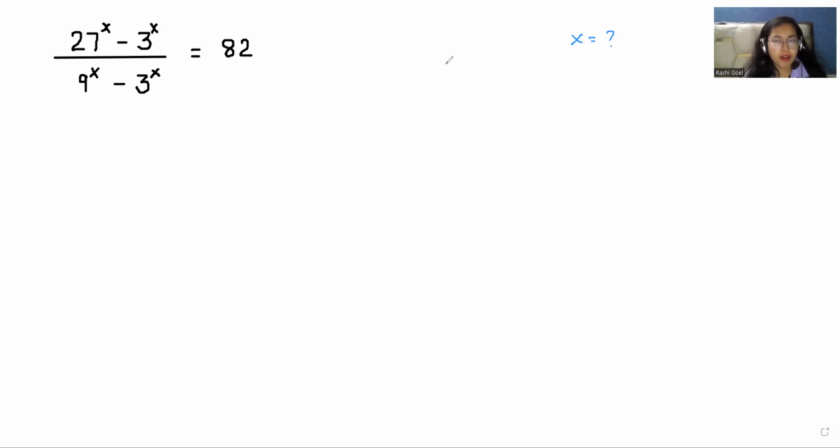So 27^x, I'll write it in this corner and solve it first. 27, I can break it as (3 times 9) whole power x, or I can write it as 3^x times 9^x. So I will write it down here in place of 27^x: 3^x times 9^x minus 3^x.